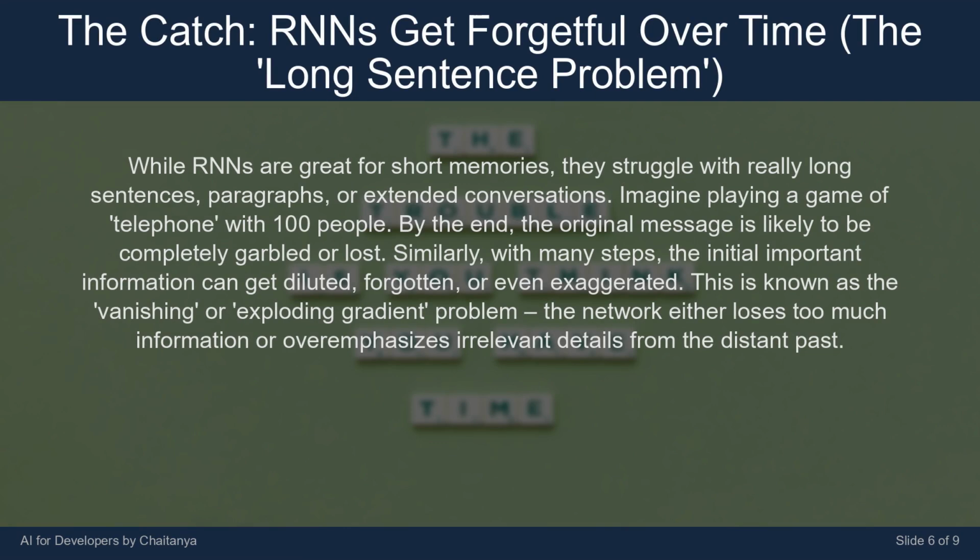While RNNs are great for short memories, they struggle with really long sentences, paragraphs, or extended conversations. Imagine playing a game of telephone with 100 people. By the end, the original message is likely to be completely garbled or lost. Similarly, with many steps, the initial important information can get diluted, forgotten, or even exaggerated. This is known as the vanishing or exploding gradient problem. The network either loses too much information or overemphasizes irrelevant details from the distant past.